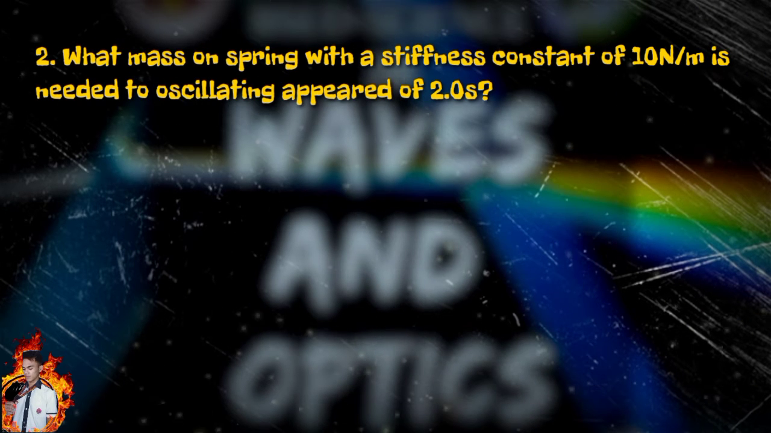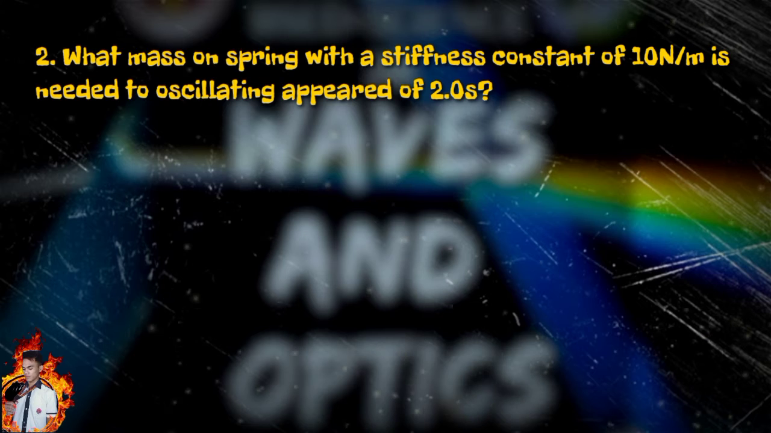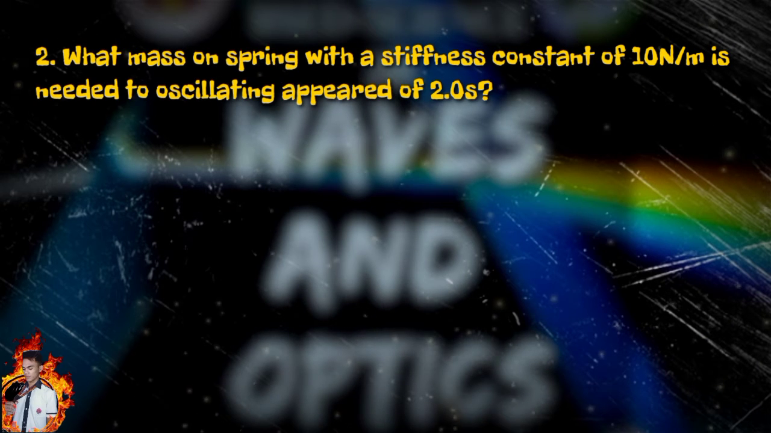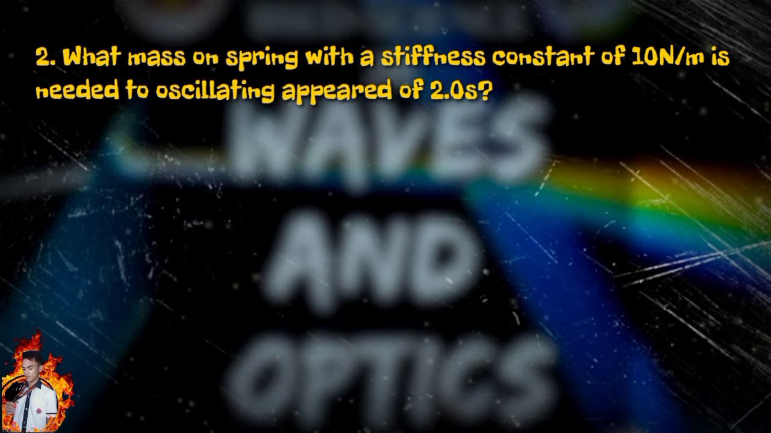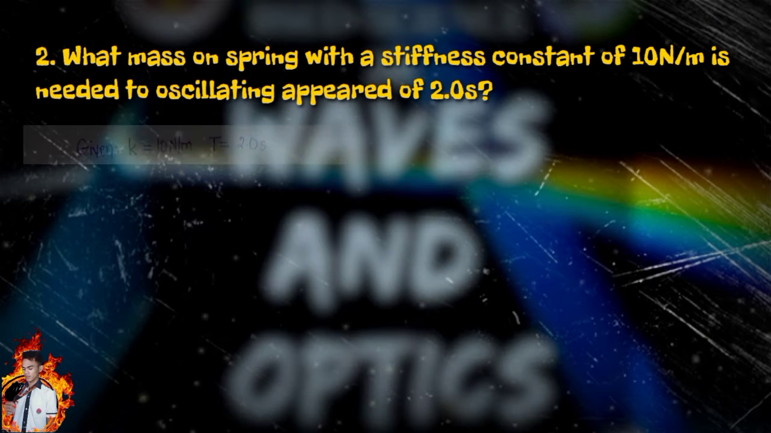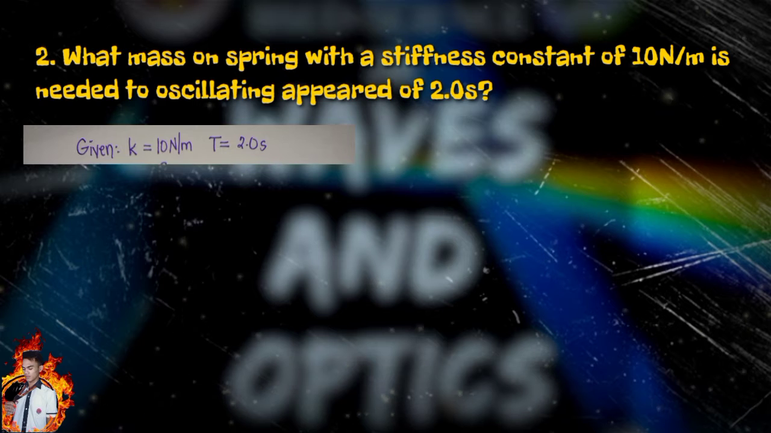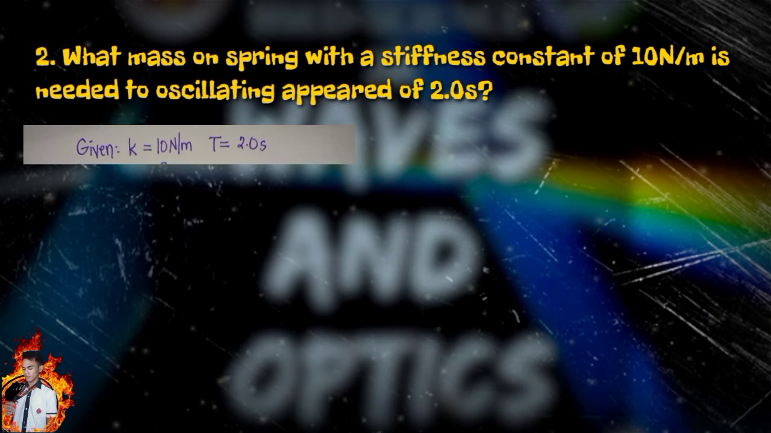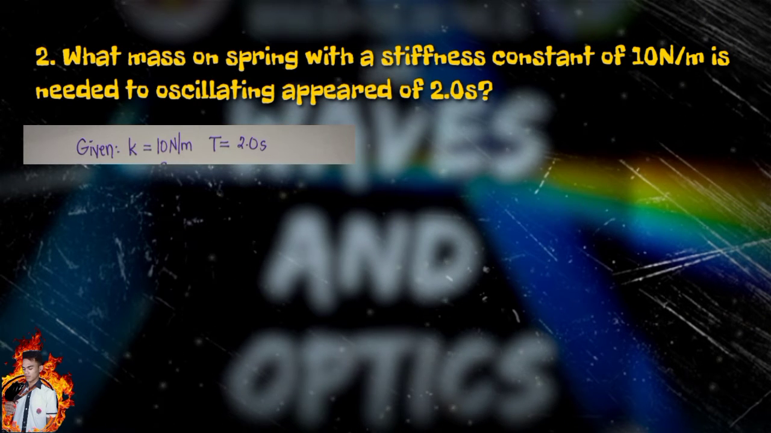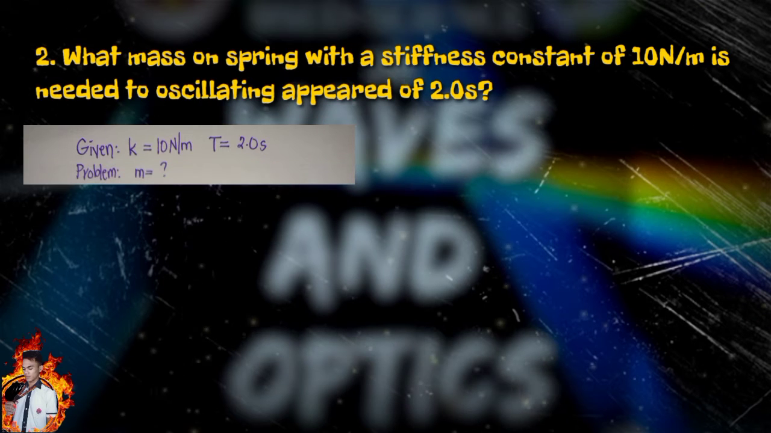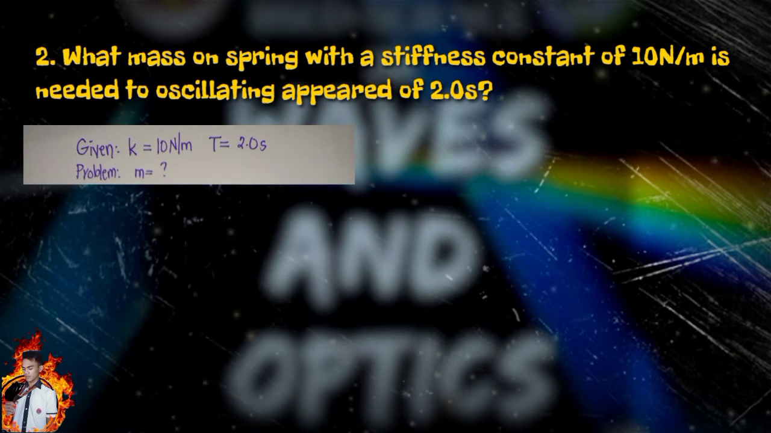What mass on a spring with a stiffness constant of 10 Newton per meter is needed to oscillate with a period of 2.0 seconds? Let's now identify again the given. Stiffness or rigidity of 10 Newton per meter and a time of 2.0 seconds. And the problem is to find the mass.